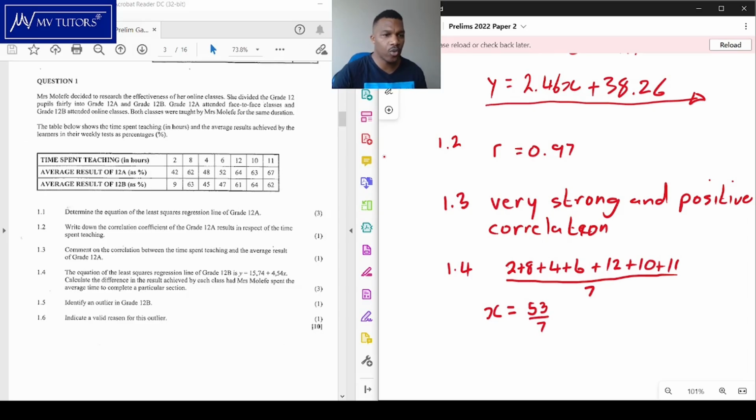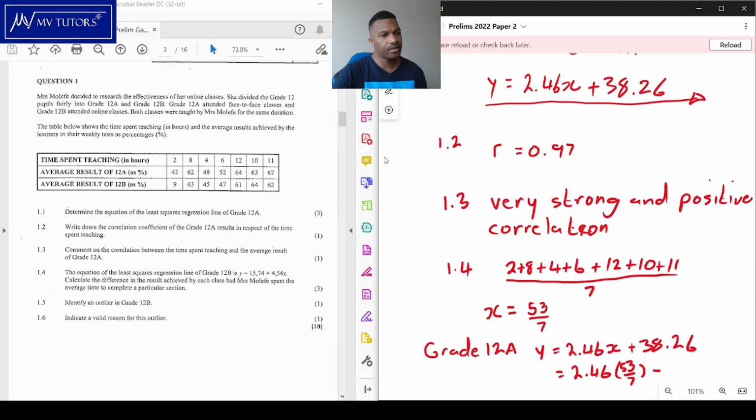Now for grade 12, follow me here. For grade 12A, the formula is y is equal to 2.46x plus 38.26, right? Let's substitute x. So it's 2.46, we'll put 53 over 7 in brackets, plus 38.26. Okay, make more space.